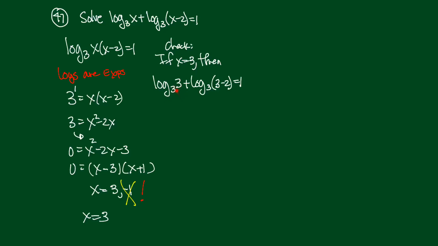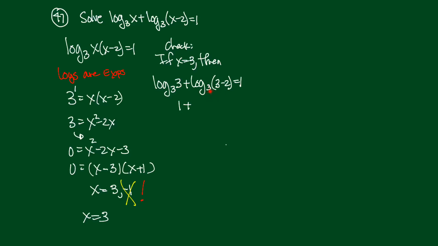Remember when those bases match? That's just a 1. This is an exponent. What exponent would you put on that base to get 3? It's a 1. So 1 plus, now what do you get over here? Log base 3 of 1, right? 3 minus 2 is a 1.